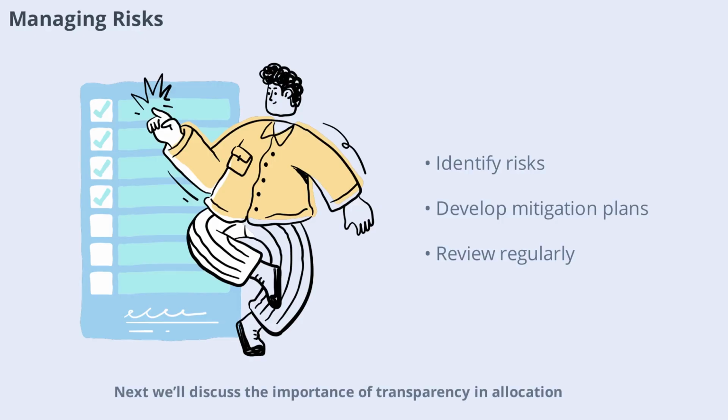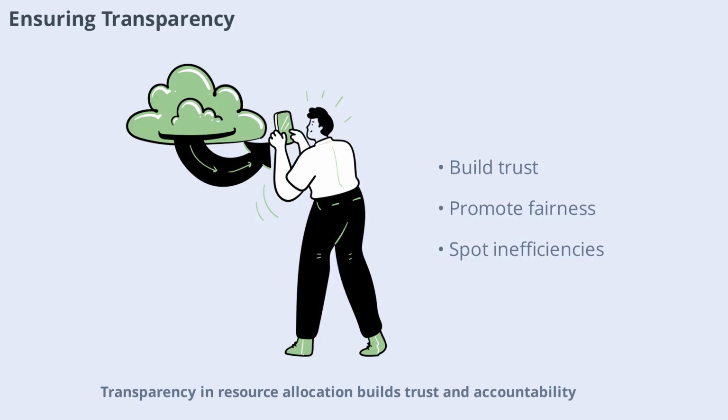Next, we'll discuss the importance of transparency in allocation. Transparency in resource allocation builds trust and accountability. Sharing information about how and why resources are allocated helps prevent misunderstandings and promotes fairness. Transparent processes also make it easier to spot and correct inefficiencies. By making allocation decisions visible, organizations can foster a culture of openness and continuous improvement.